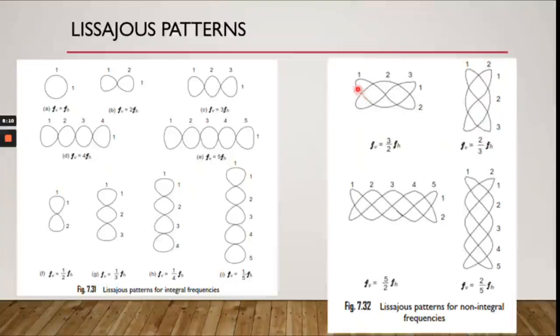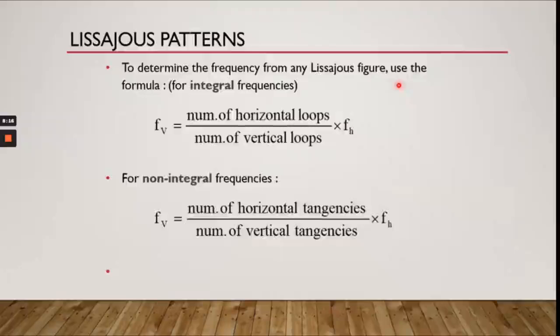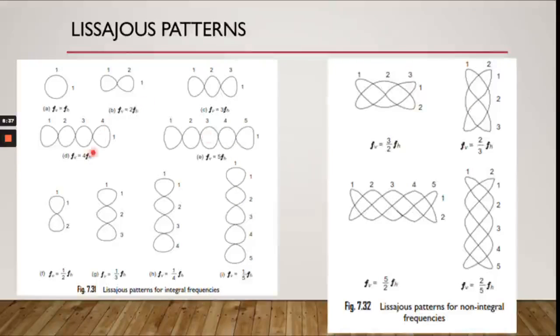And we call this part here, as you will see in the next equation on the next slide. So if you are using integral frequencies, then we calculate the number of horizontal loops. And for non-integral frequencies, we are going to calculate the number of horizontal tangencies and corresponding vertical loops and vertical tangencies. So you see here, for an integral frequency, the shape is a loop. But for non-integral, the shape is slightly skewed. We call it tangencies.